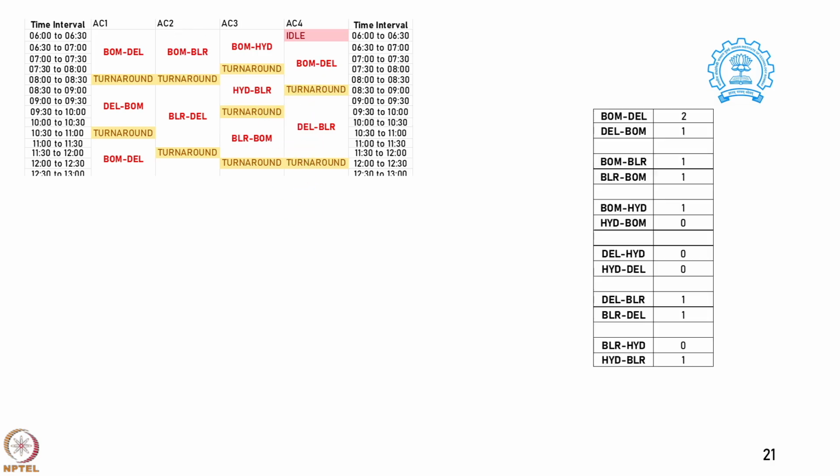So, therefore, in this particular window, what we have achieved is we have added one flight from Delhi to Bombay, which is this one. We have also added one flight from Bangalore to Bombay, which is here. We could also add one flight from Delhi to Bangalore, which was completed in this particular slot.